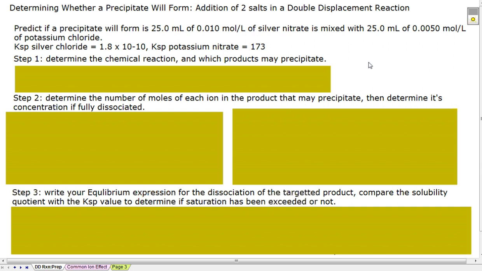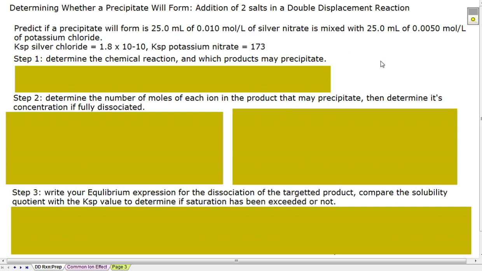So in the first case, we're taking a look at the addition of two salts in a double displacement reaction. We need to determine if a precipitate will form. Now you need to remember that not all salts are the same in terms of solubility. And once you reach that point of saturation, depending on how well that salt will dissolve into water, precipitate may form. And sometimes when you add two different salt solutions together, you get a double displacement reaction in which the new combination of ions will form a salt that has a very low solubility, and that salt will then precipitate out of solution.